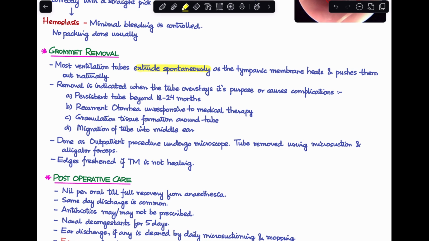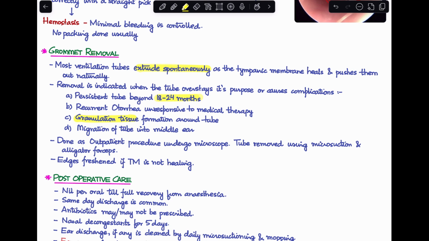These are usually cases where the tube overstays its purpose or causes some kind of complication. For example, first, if the tube has been persistent inside for more than 18 to 24 months. Second is if there is recurrent otorrhea which is not responding to medical therapy. Third is if you see any granulation tissue formation around the grommet tube. And fourth is if the tube has migrated into the middle ear. In all of these cases, we have to plan a grommet removal.